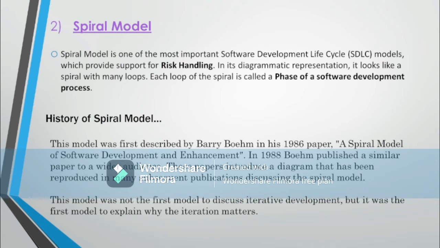History of the spiral model. This model was first described by Barry Boehm in his 1986 paper, A Spiral Model of Software Development and Enhancement. In 1988, Boehm published a similar paper to a wider audience. These papers introduced a diagram that has been reproduced in many subsequent publications discussing the spiral model. This model was not the first model to discuss iterative development, but it was the first model to explain why the iteration matters.